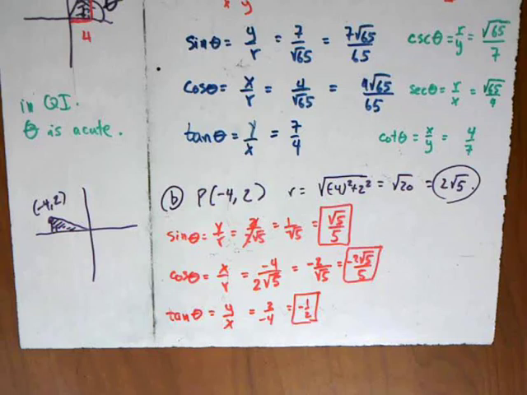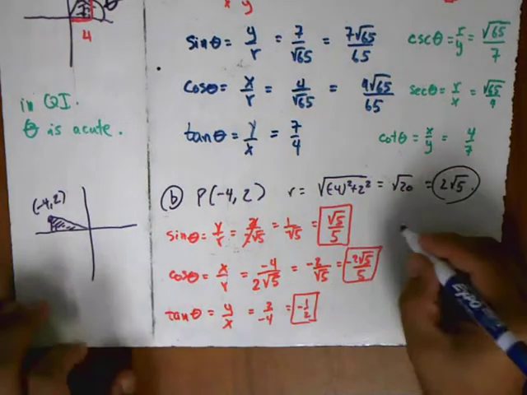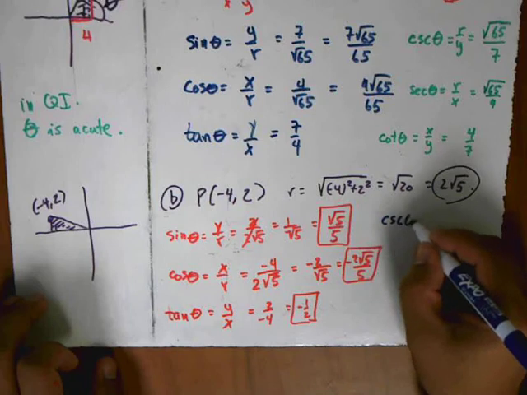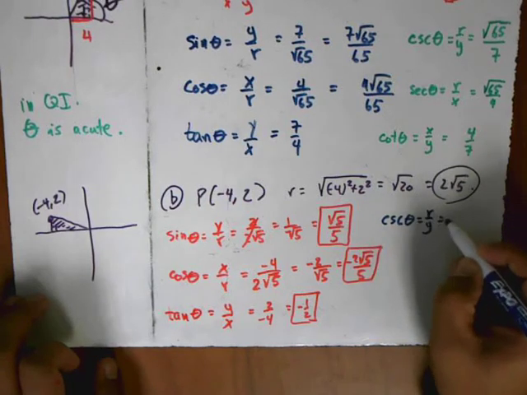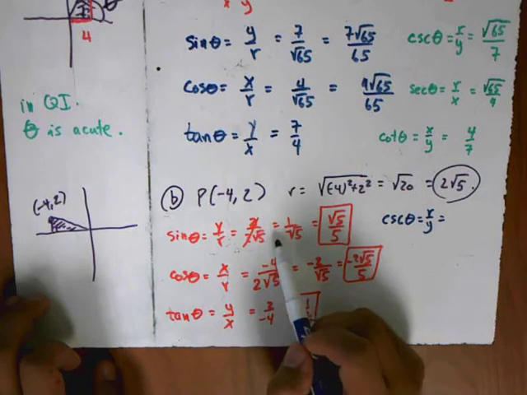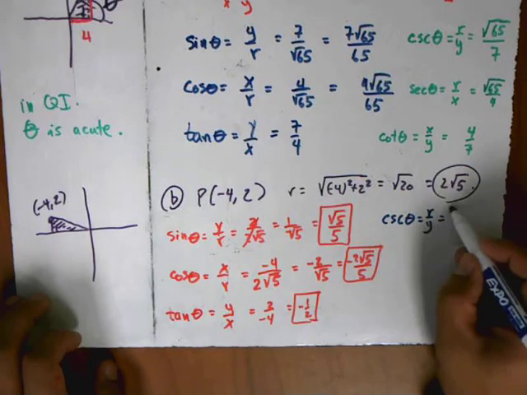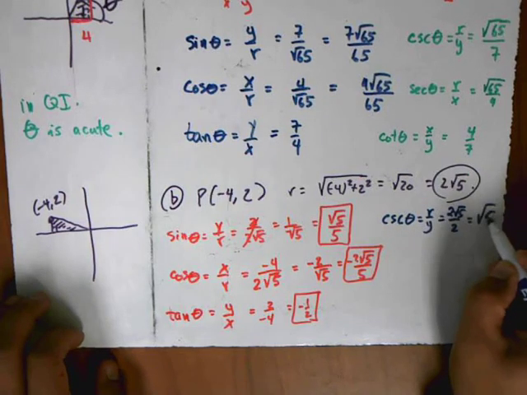Now I'm just going to continue doing this work and building on these concepts. I'm going to go on forward with cosecant of theta, which is r over y, and this gives us what we had here before. This is 2 square root of 5 over 2, which simplifies to square root of 5.